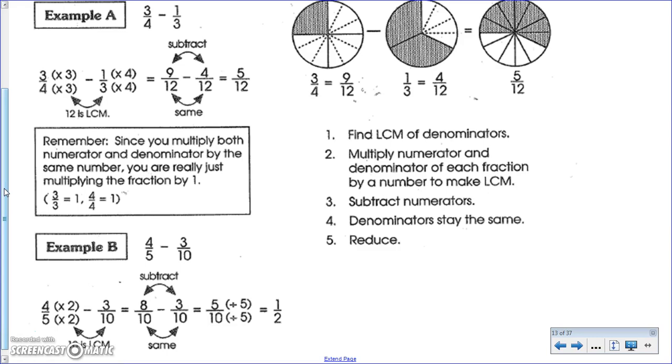In example B, again, we have the same thing that we looked at on the adding, where one of the fractions is already in the least common multiple as the denominator, so we only have to change one fraction. So in this case, 4/5 goes up to 8/10, and then we have 8/10 minus 3/10, which gets us 5/10. We know our answers always have to be simplified, so we divide the numerator and the denominator by 5, and we get 1/2.